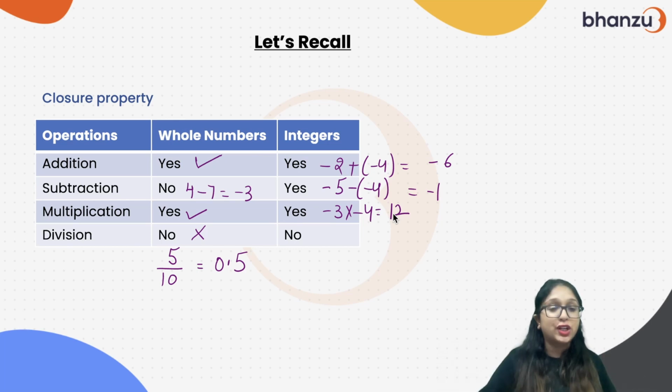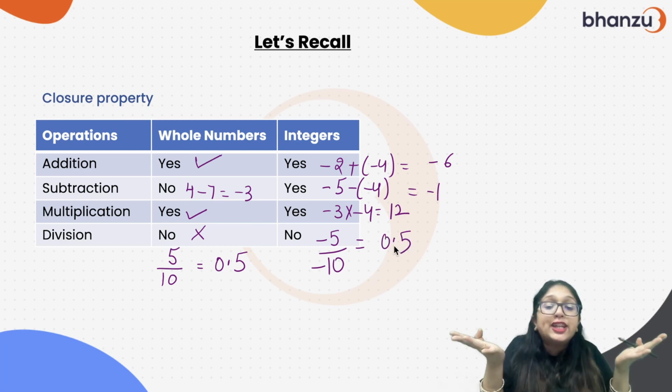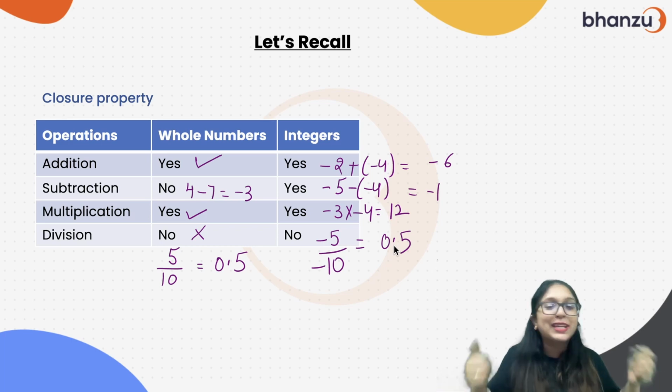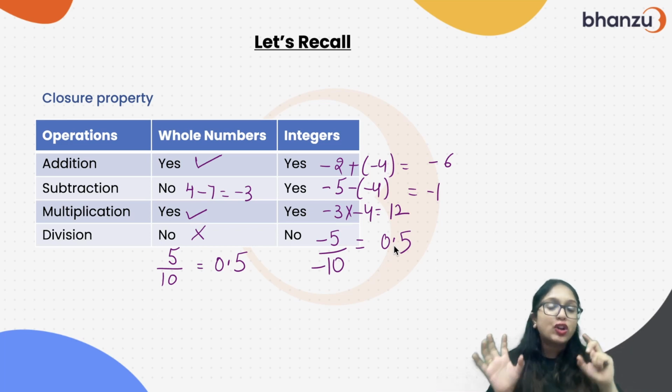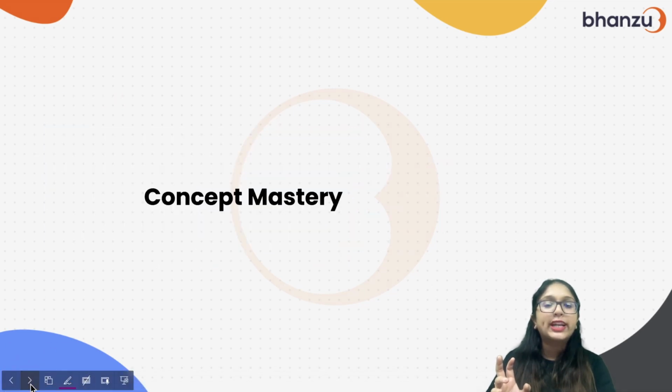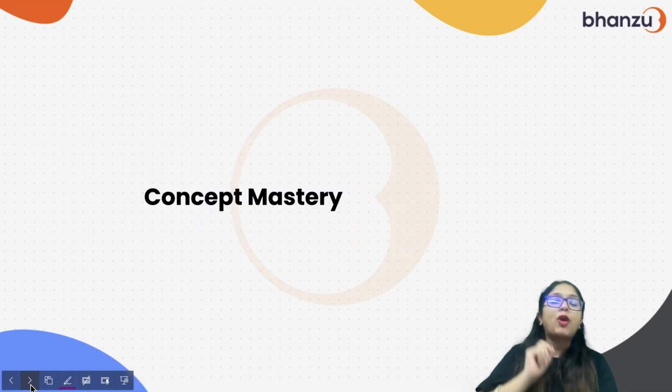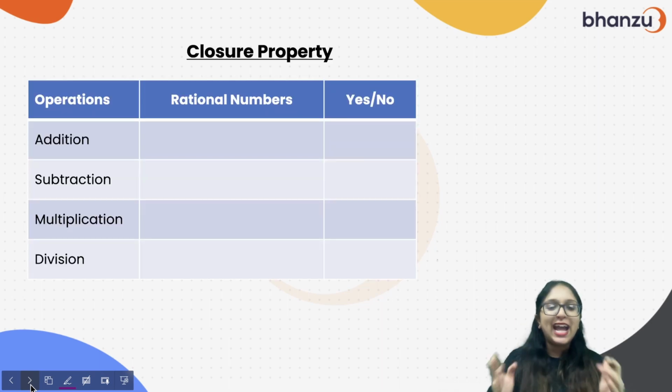But in case of division, if you divide minus 5 over minus 10, then this is going to be 0.5, which is not an integer. So integers are not closed under division. Is that clear? So we have revised the closure property for whole numbers and integers. Now we will quickly talk about the closure property for rational numbers also.